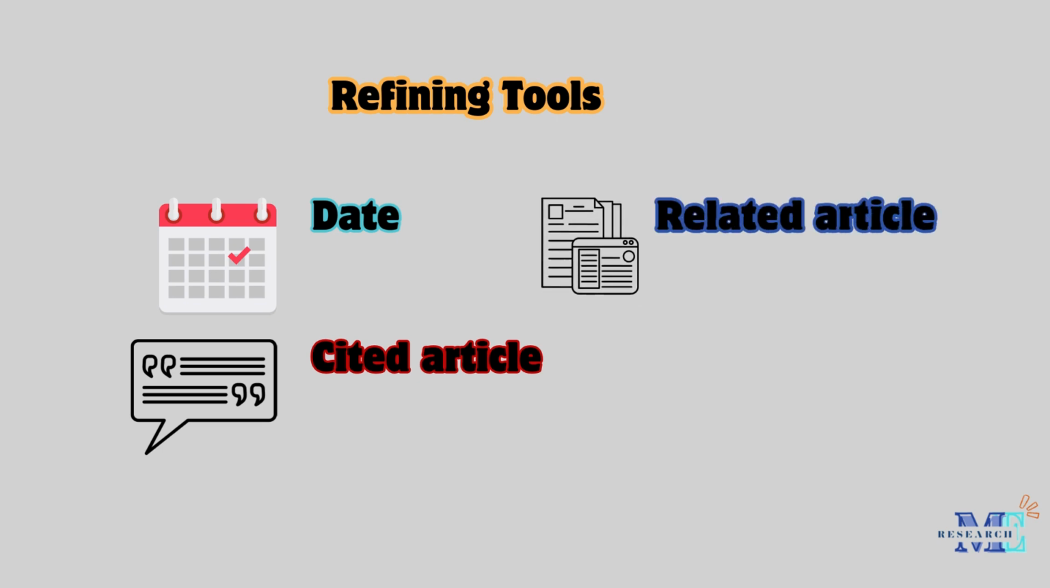And another one is related articles. Using the related articles button can become handy if you found a specific article that you find really relevant for your search. It will pull out all of the related articles to this specific article. It will pull out similar articles.